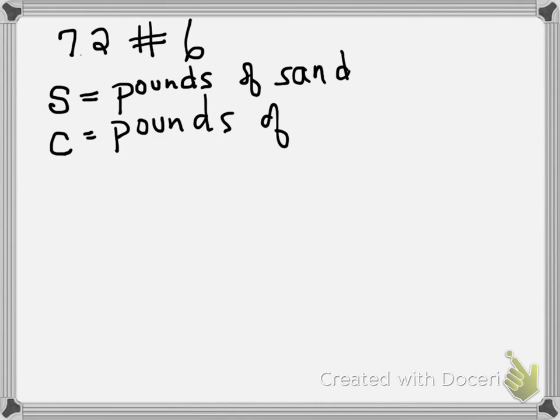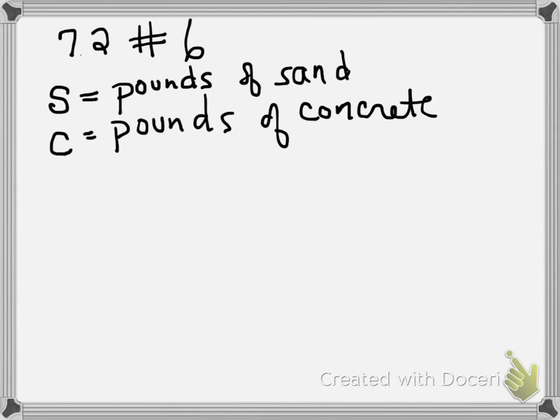I need that variable to be a number. It's not just, C does not equal concrete, because then there is nothing to manipulate. I mean, concrete is hard. You cannot manipulate it. You have to just leave it. So we need it to be a number, so we can go ahead and play with it. Okay? I know there's something wrong with my writing here. I'm trying to write and talk at the same time, and it's not working. Sorry. There we go. Okay. So S is the pounds of sand, and C is the pounds of concrete.